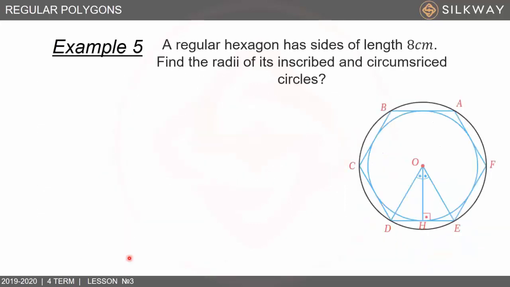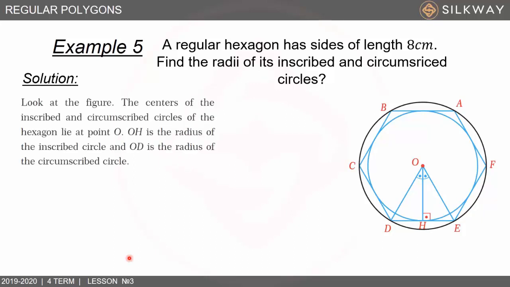Example number 5. A regular hexagon has sides of length 8 cm. Find the radii of its inscribed and circumscribed circles. Okay, solution. If you look here, O is the center of the inscribed and circumscribed circles. And OD here is the radius of the circumscribed circle, and OH is the radius of the inscribed circle.